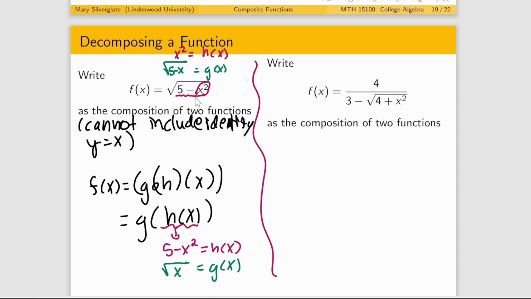Well, not boring. Boring to me. Boring to most of your professors, and hopefully boring to you. Hopefully you want something slightly more exciting than just plugging in y equals x. And there's more than one way to do that.